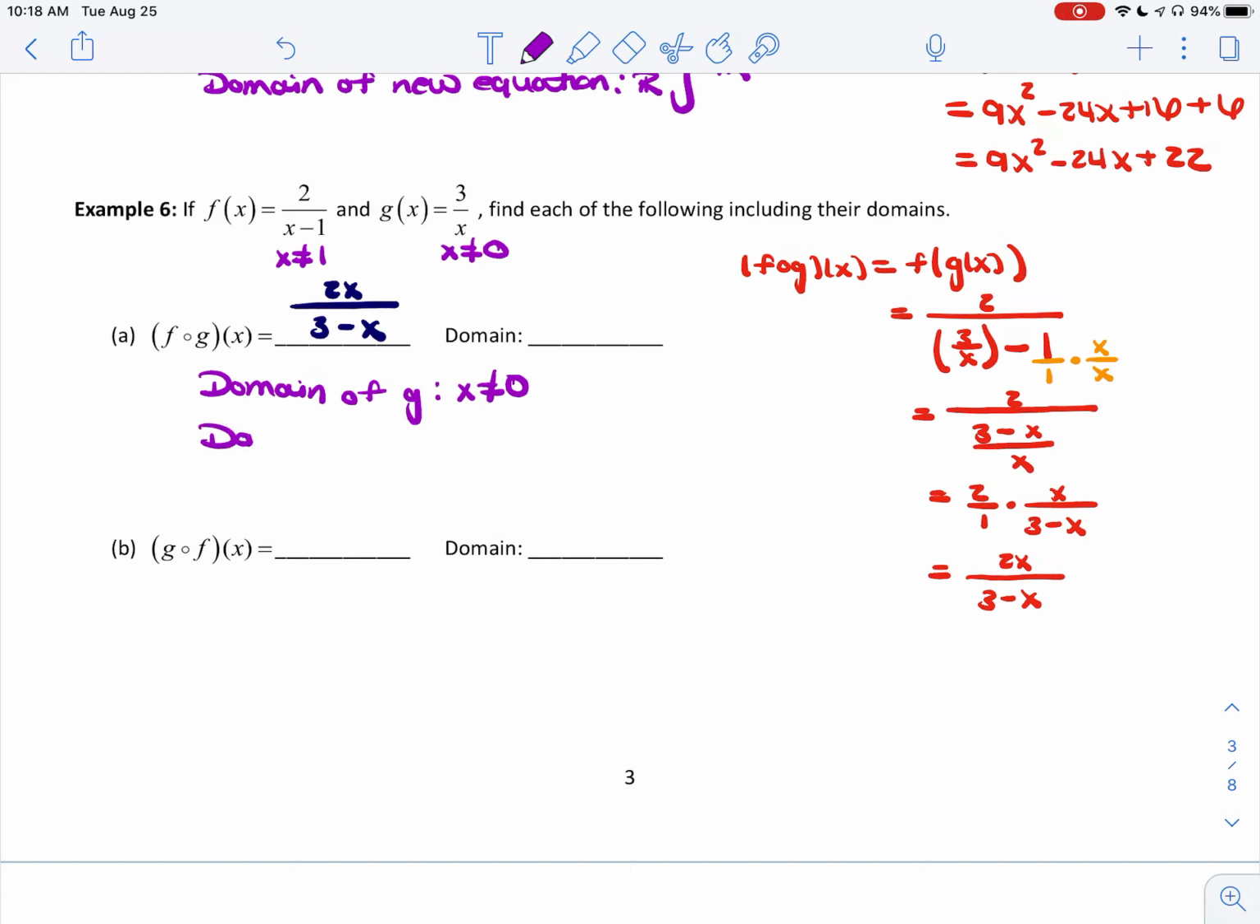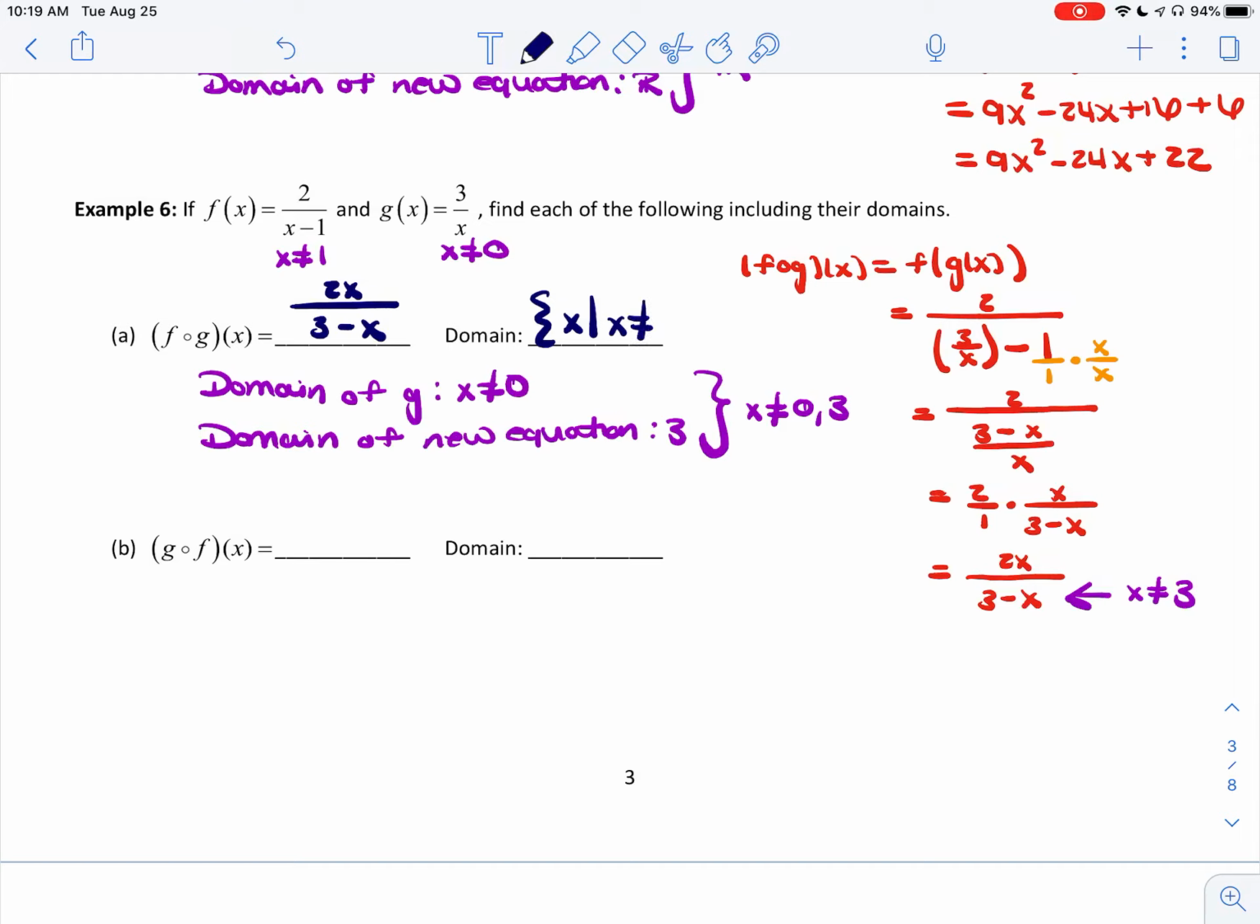And then also the domain of the new equation, which if we look at our new equation down here, we can see that with that 3 minus x in the denominator, that means x cannot equal 3. So our composition of functions will have both of those restrictions, that x cannot equal 0 or 3. So our final domain, let's do set notation, is the set of all x values such that x cannot equal 0 or 3.